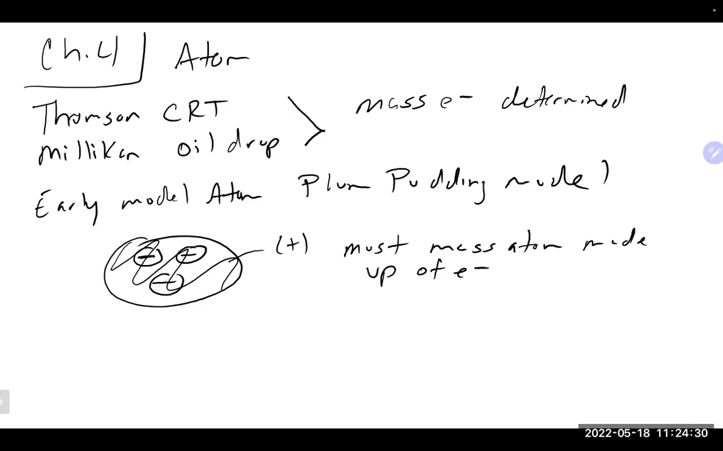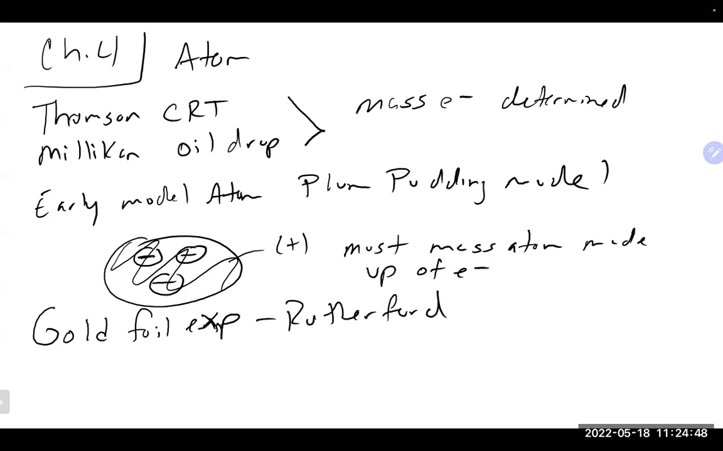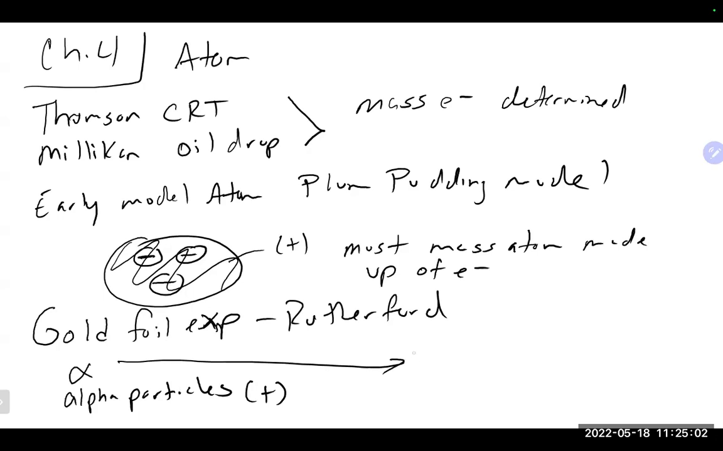So this was sort of the accepted model of the atom. And it was accepted until really the main experiment that changed most things, which was the gold foil experiment. The gold foil experiment was done by a guy named Rutherford. And Rutherford basically took alpha particles, which are really positively charged radioactive particles. They basically shot them at pieces of gold foil.